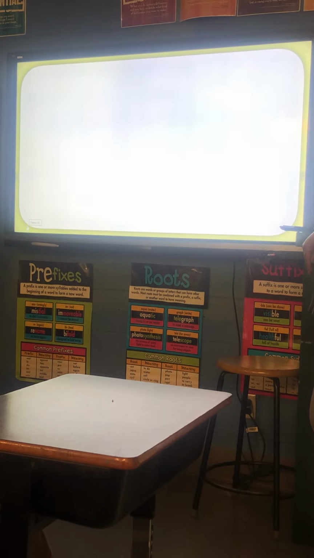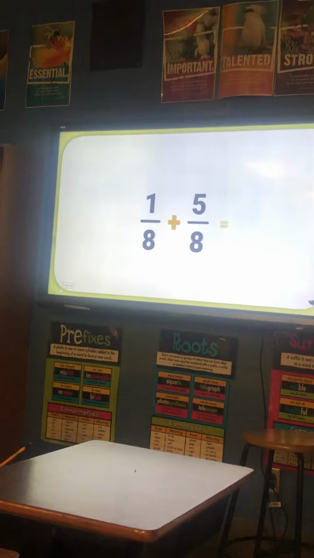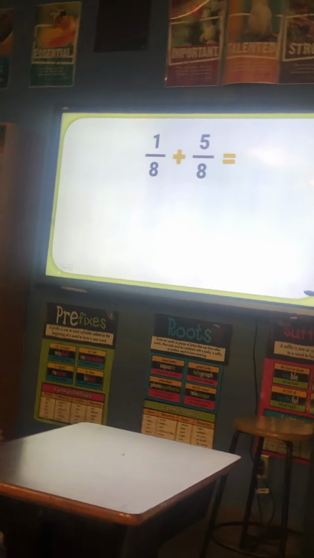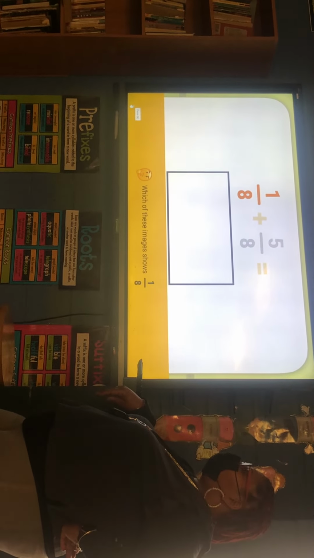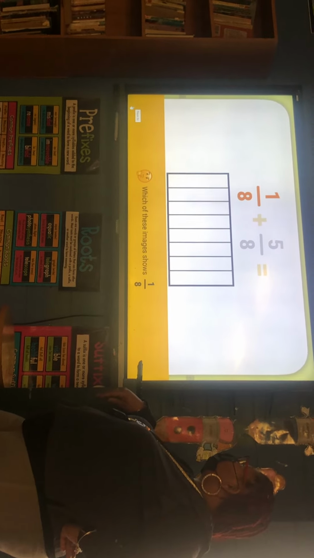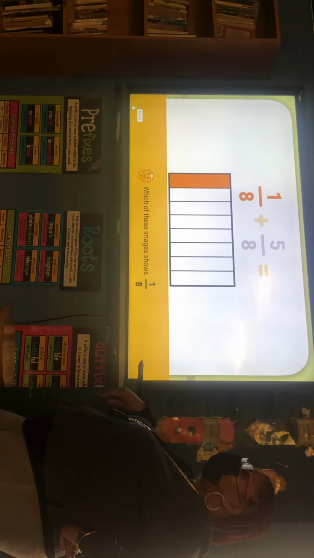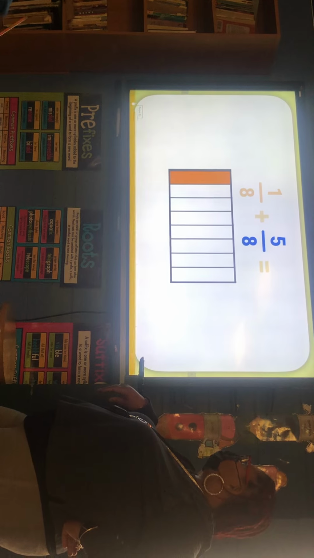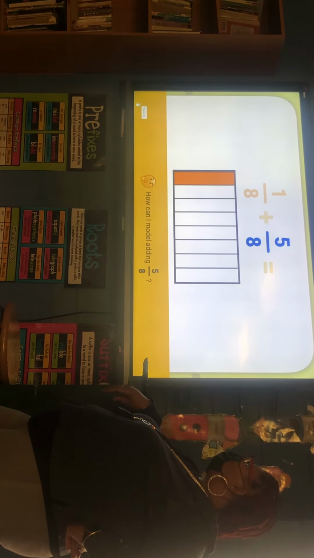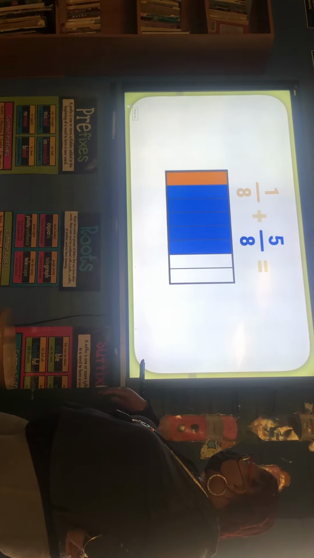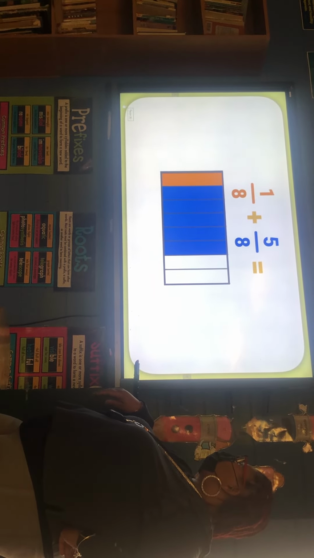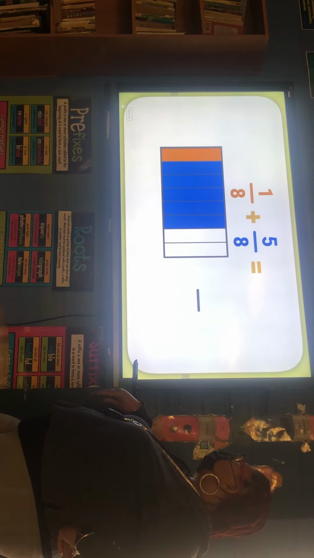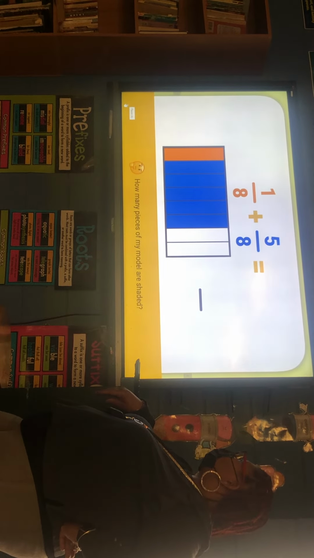Let's figure out what 1/8 plus 5/8 equals. Well, we can start by drawing a model of 1/8. Which of these images shows 1/8? You'll draw a rectangle, break it into 8 pieces, and shade one of those pieces. Now let's add 5/8. How can I model adding 5/8? I will shade in 5 more pieces of my model. Now I have my model complete, but I need to write it as a fraction. Well, how many pieces of my model are shaded?